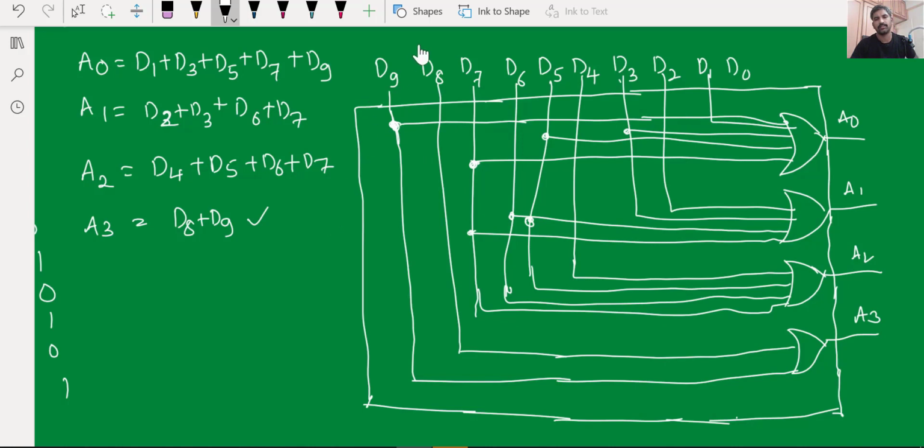Now if I press, let's say 8, it is connected to A3, which means you're going to get output 1, and the rest will be 0, 0, 0. If I press 9, 9 is connected to A0 as well as A3, which means you're going to get 1, 0, 0, 1. So this is how, the moment you press a decimal number, it's going to produce the BCD equivalent of that particular decimal number.